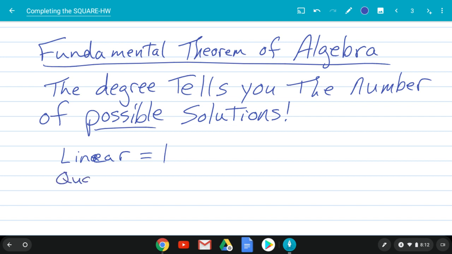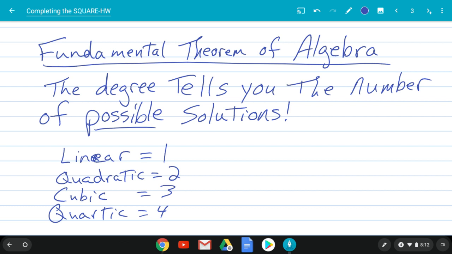How about a quadratic? How about a cubic? How about a quartic? It has 4. Linear equations to the first degree has 1 possible solution. The quadratic equation is to the second degree. It has 2 possible solutions. A cubic equation is to the third degree. It has 3 possible solutions. A quartic is to the fourth degree. It has 4 possible solutions.